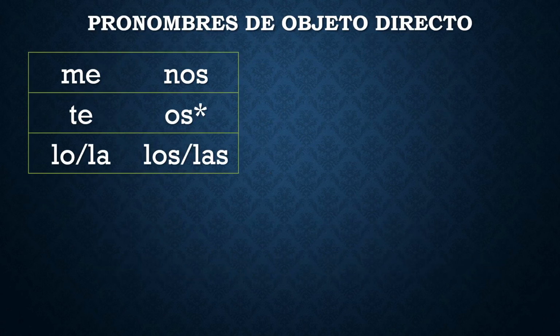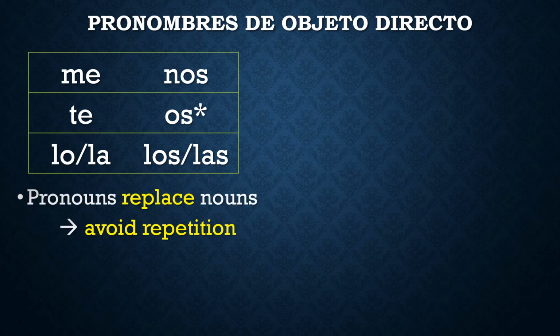So what you see on this chart here are all of the different possible direct object pronouns you could use in Spanish. Me, me in English, nos, us, te goes with you, os is kind of like y'all, but just in Spain, it's that one that goes with vosotros. And then we have lo and la that would correspond to it, and los and las that would correspond to them. So we'll go over these with lots of examples.